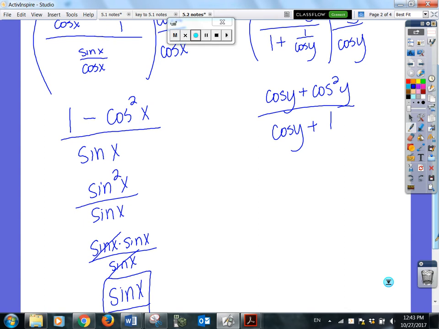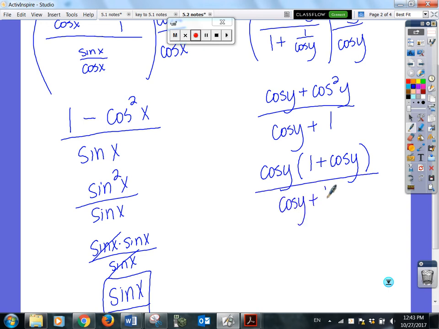So now when I look at that, similar to what we did yesterday, that numerator has a GCF of cosine y. So I take out the cosine y, and I'm left with 1 plus cosine y. Don't forget about that placeholder. If there's a plus sign and you're factoring, you have 2 terms, you have to keep those 2 terms. You can't turn 2 terms into 1 by factoring. You can only turn 2 terms into 1 by substituting using a Pythagorean identity. And then that's going to be over cosine y plus 1.